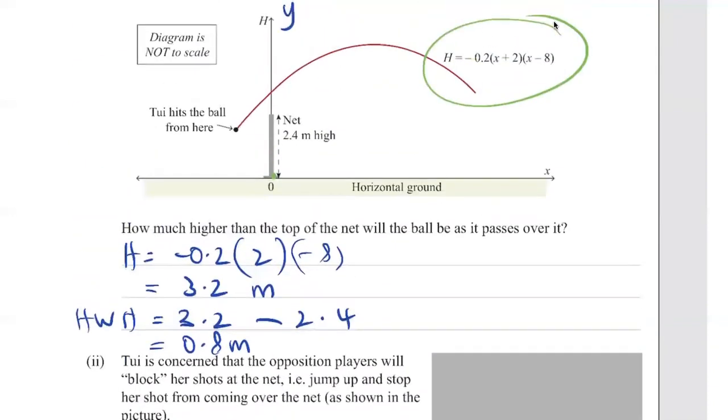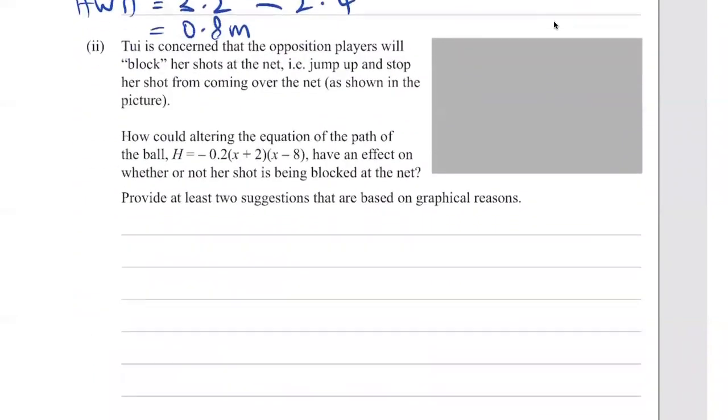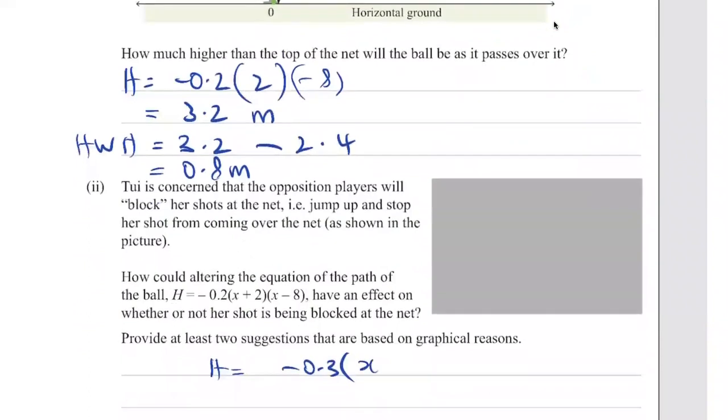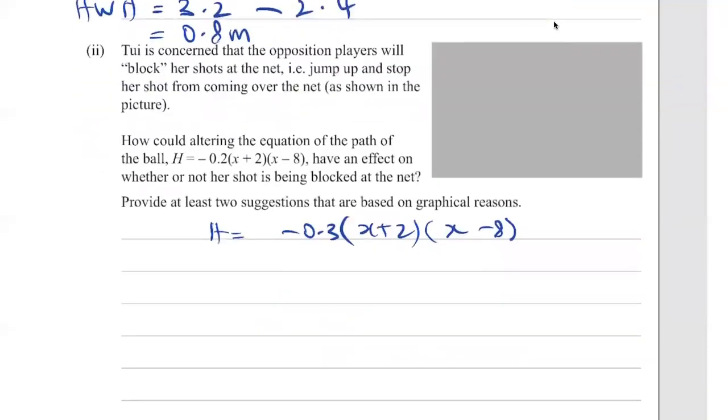Okay, well, if you look at this over here, what I could do is change this negative 0.2. If I change that number and make it maybe 0.3, then the effect is that it's going to steepen that curve and do that kind of thing. Okay, and that would work. So that's one suggestion. We would say h is equal to negative 0.3, and the rest of it's the same, x plus 2 and x minus 8. Okay, and that would give it higher over the net.